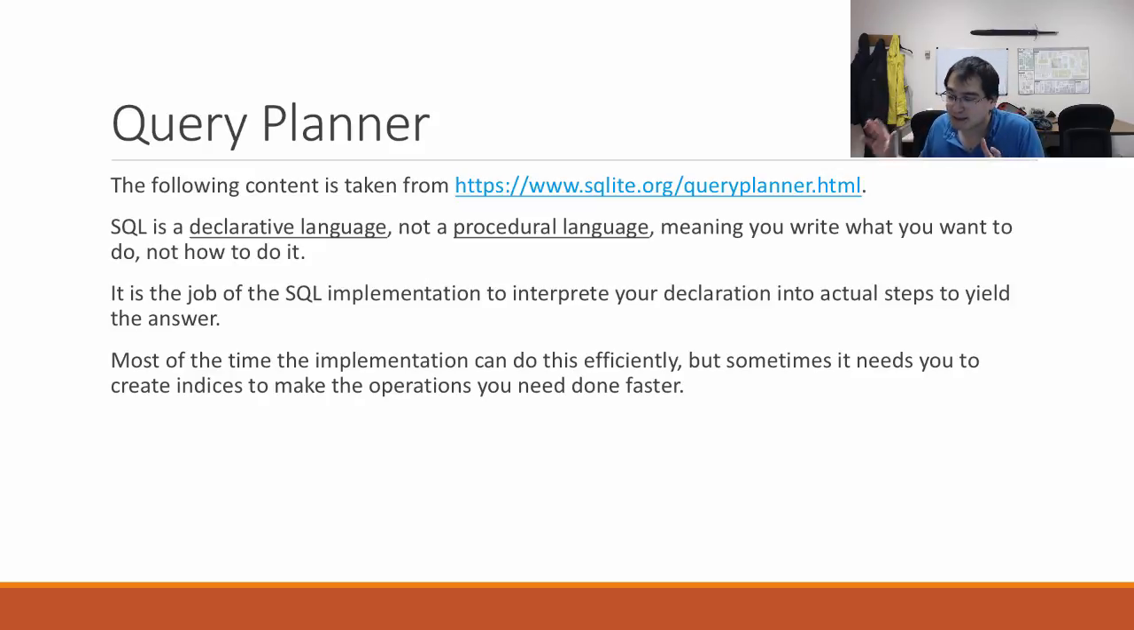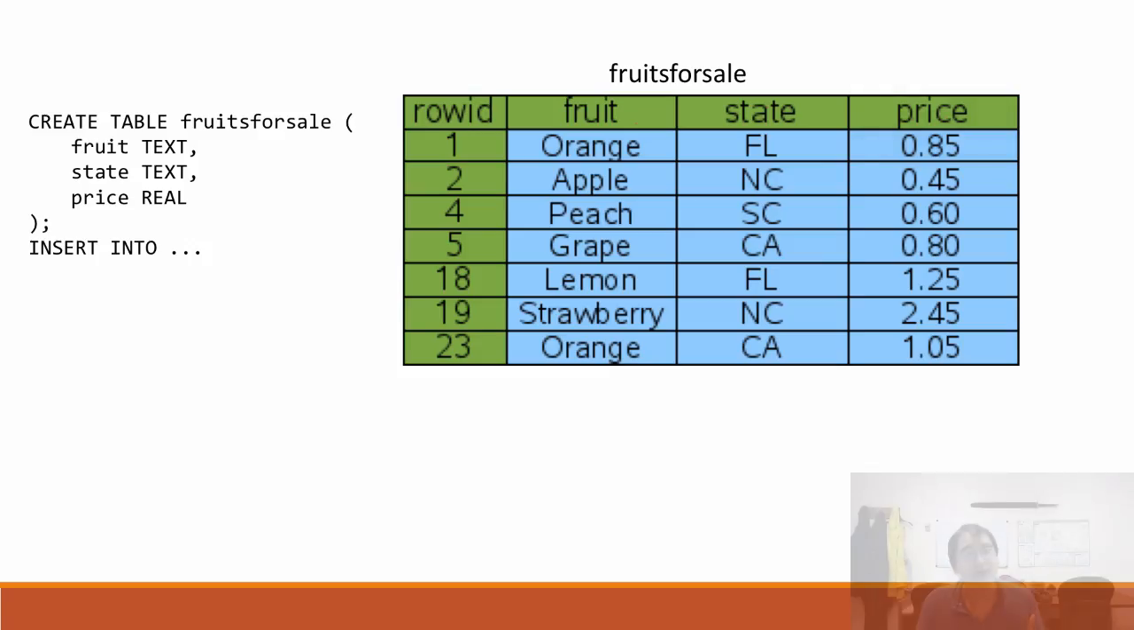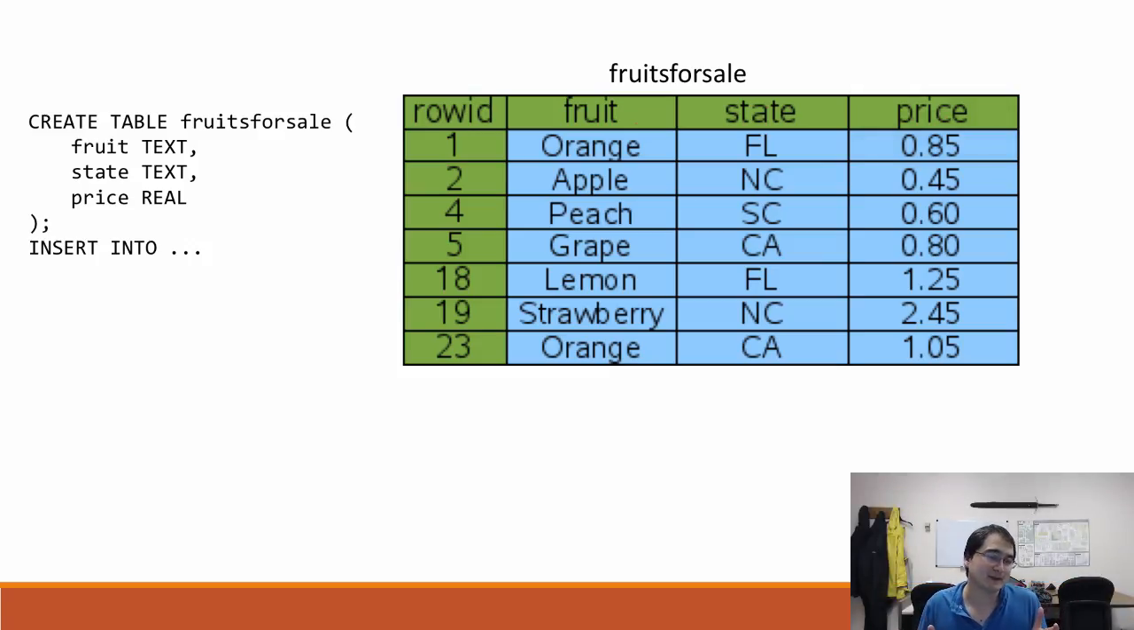SQL won't by default make indices to respond to queries because they're just really expensive some of the time. But if you know this is a query that is very slow and you need to make it faster, making indices can help. So let's look at some example indices and the sorts of queries that they facilitate. So here is this somewhat fun database, or fun table, called Fruits for Sale.